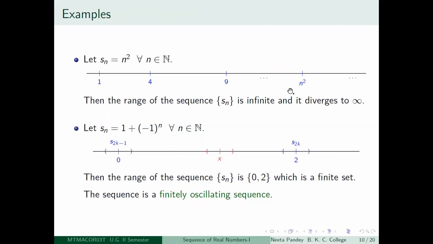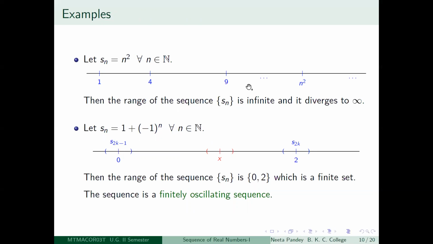So it is obvious, so let us not waste too much time on giving an exact description as to why. But first of all, the range of the sequence is infinite, that is clear, and it is also diverging to infinity, correct? So it keeps on increasing. Whatever k you take, you will be able to get a number of the type m square, a square which will be greater than k. This is always possible. So it is going to diverge to infinity.